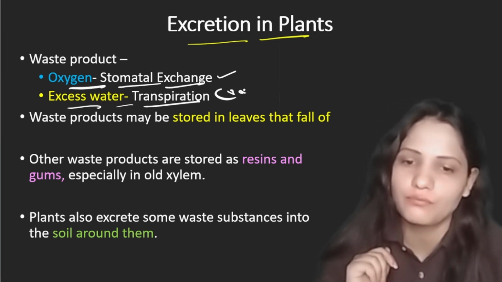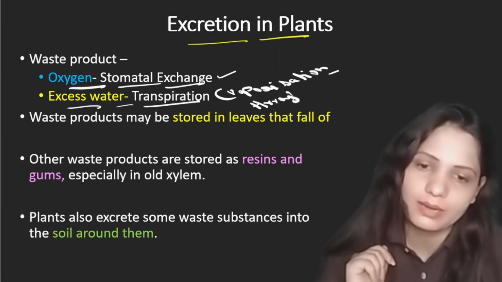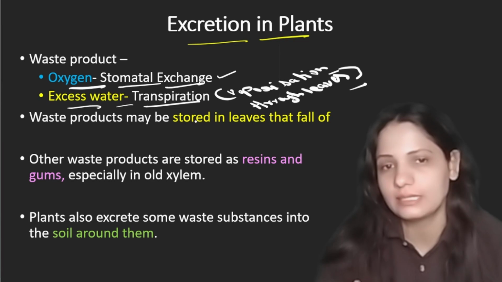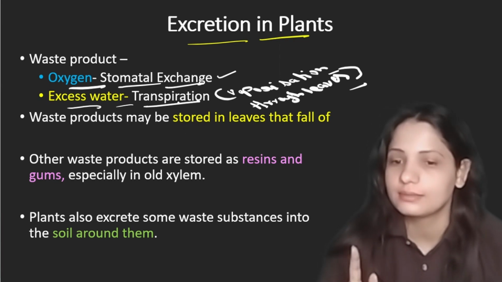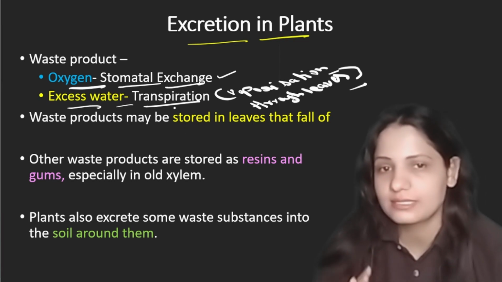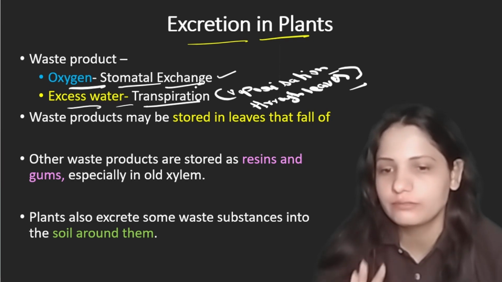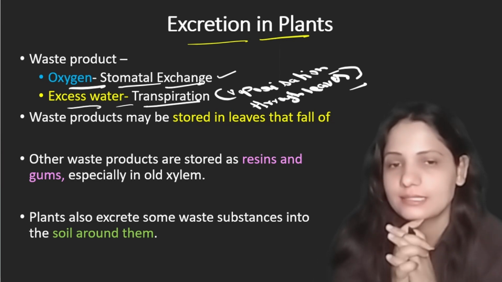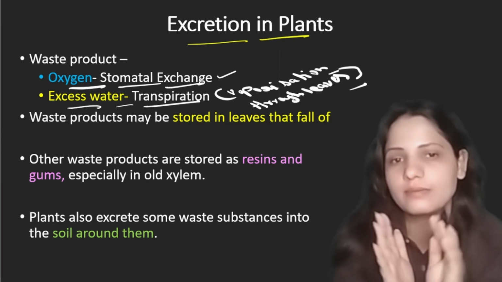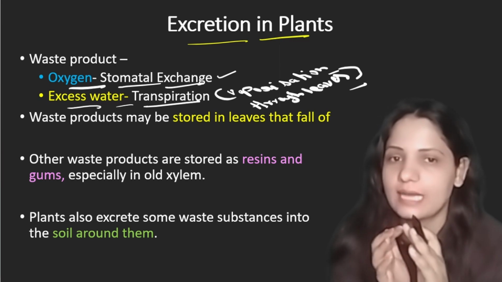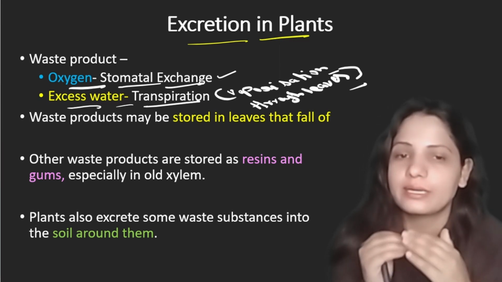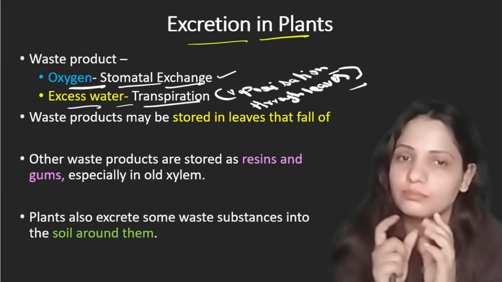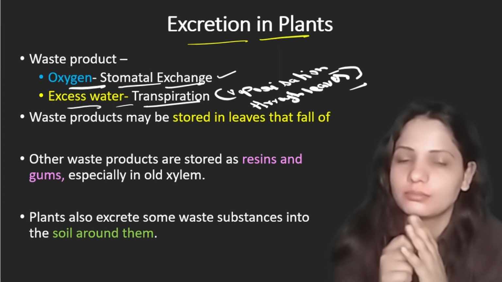Transpiration is the process of vaporization through aerial parts, or we can write here, leaves. We have already covered the transpiration part in respiration. Through transpiration, excess water is removed, and oxygen is removed through stomatal exchange. In transpiration, excess water is vaporized through the aerial parts of the plant. Aerial parts are like stem and leaves. Water will evaporate from those parts, and this process of evaporation of water from the leaves is known as transpiration.